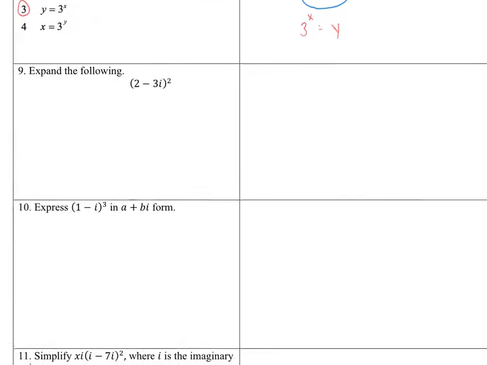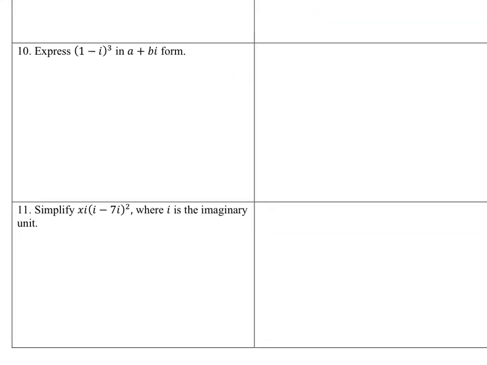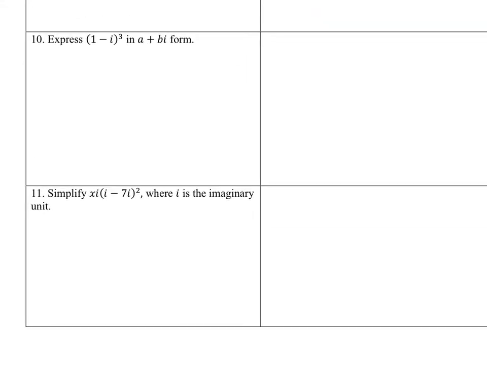And the other one that I want to do is number 10. It says to express (1 minus i) cubed in a plus bi form. So what that's going to mean is that I have (1 minus i) times (1 minus i) times (1 minus i). Remember, it's cubed, so it's being multiplied by itself 3 times.